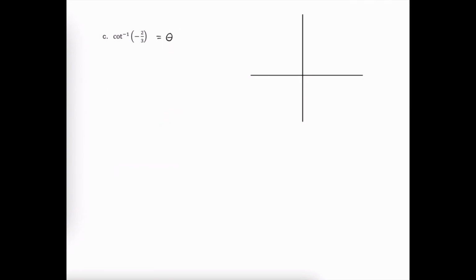So let's start with what we know about theta. We know that it's an angle that lands in the second quadrant. We know that its cotangent is equal to negative 2/3. And we know that its tangent is the reciprocal of that ratio, negative 3/2.